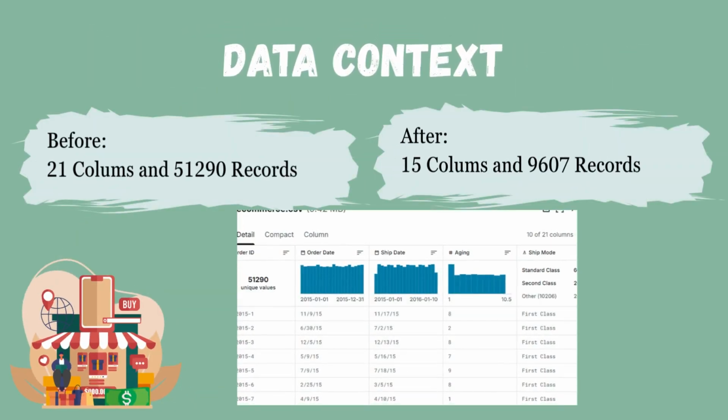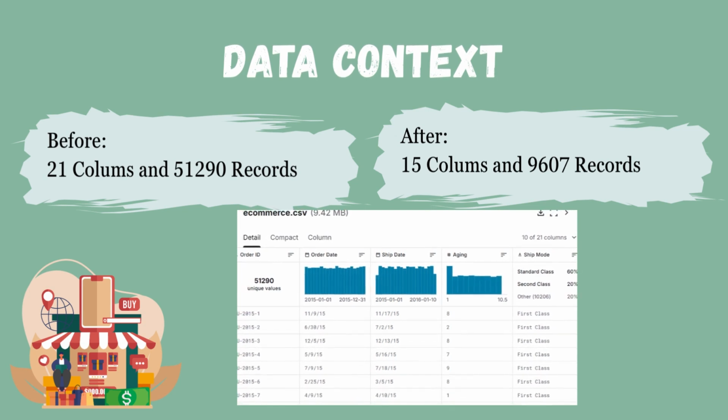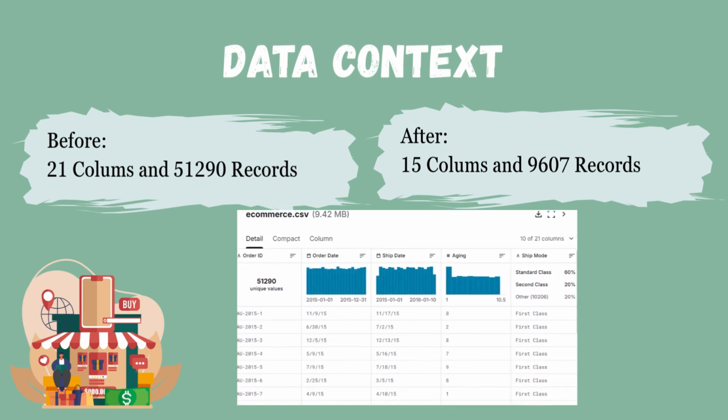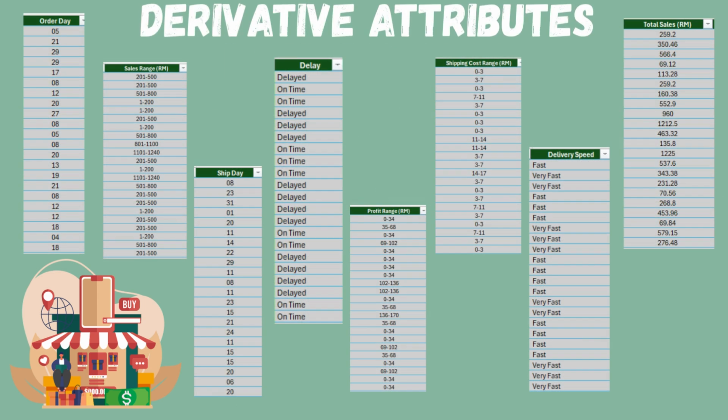Next, we move to the methodology part. We use a dataset called e-commerce data from Kaggle. At first, it had 21 columns and over 51,290 records, but we removed 6 attributes as they were out of the study scope, and we used simple random sampling to reduce the data, which led to 15 columns and about 9,607 records left to analyze.